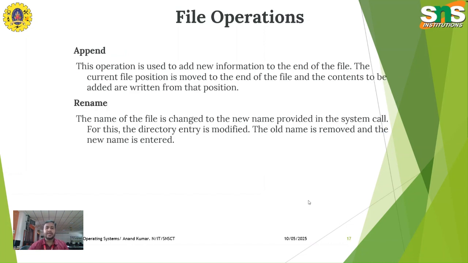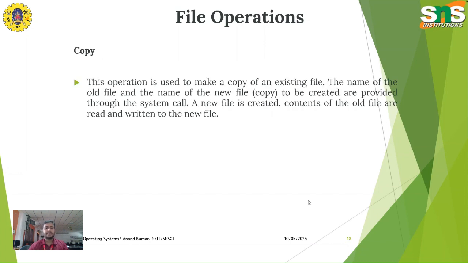So next is appending and rename. Appending is a simple operation of adding new information to the existing file, at the end of the file. Likewise, the current file position is moved to the end of the file. And of course, the rename function means the name provided through a system call will be changed at a specific point of time, and for this a directory entry should be modified.